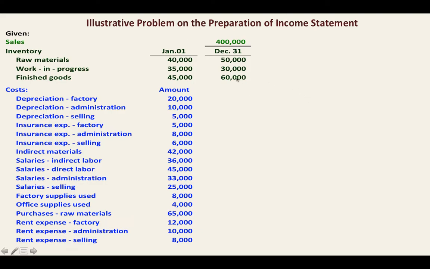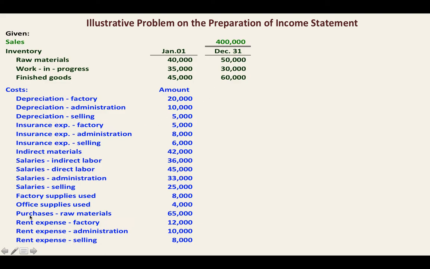The two dates, okay? The beginning, which in this situation is January 1st, that's the beginning inventory, and the ending inventory, which is December 31st. In this problem, the assumption is that the reporting period is calendar year, January 1st to December 31st. So our beginning is January 1st and our ending is December 31st.